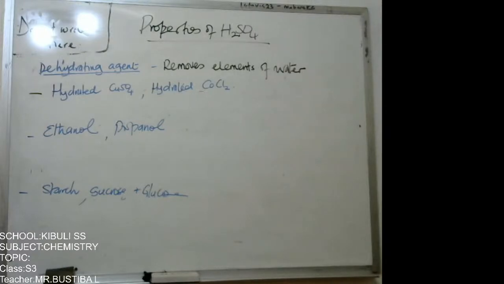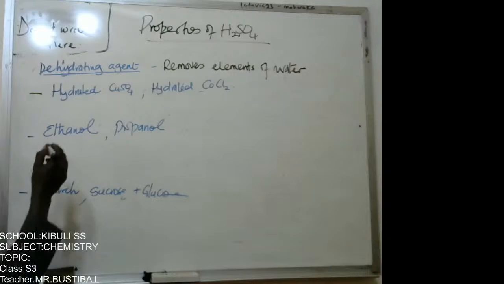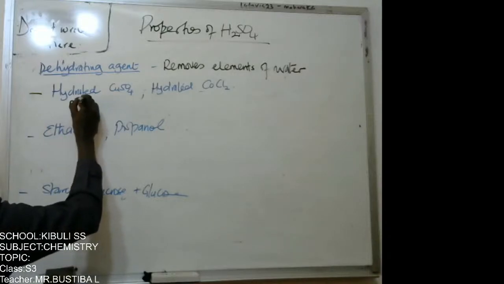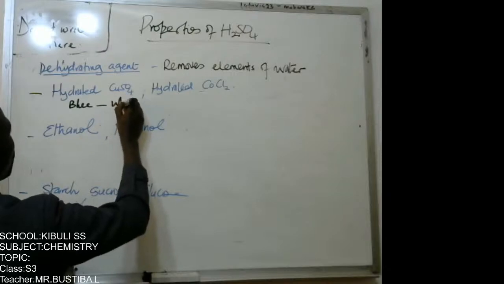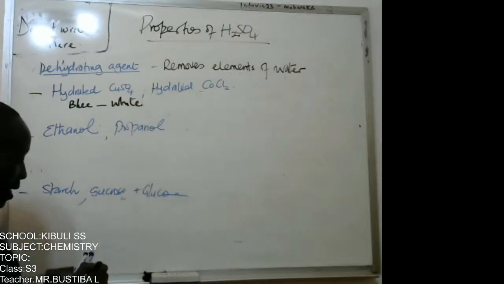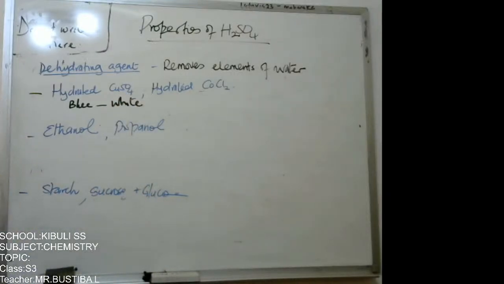What is the color of hydrated copper 2 sulfate? Hydrated copper 2 sulfate is blue. What's the color of copper 2 sulfate having removed the water? The blue substance turns to white. And we say dehydration has taken place.